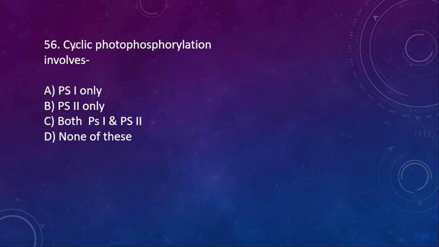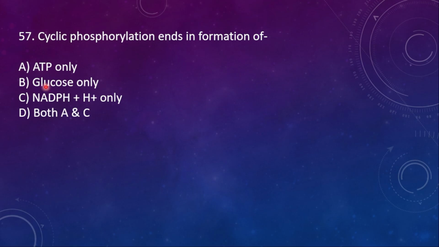Next, 56. Cyclic photophosphorylation involves: A, PS1 only; B, PS2 only; C, both PS1 and PS2; D, none of this. It involves only PS1. 57. Cyclic phosphorylation ends in the formation of: A, ATP only; B, glucose only; C, NADPH plus H plus only; D, both A and C. So here the right option is option A.